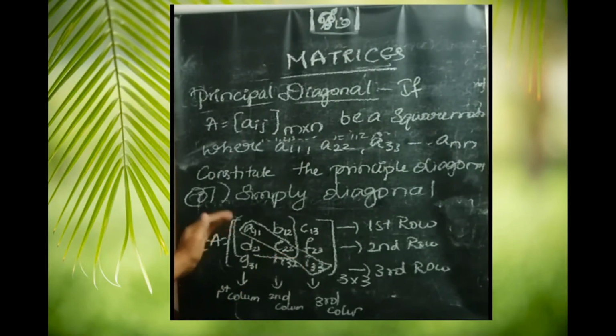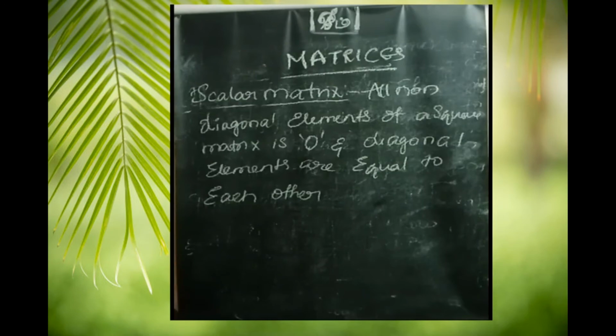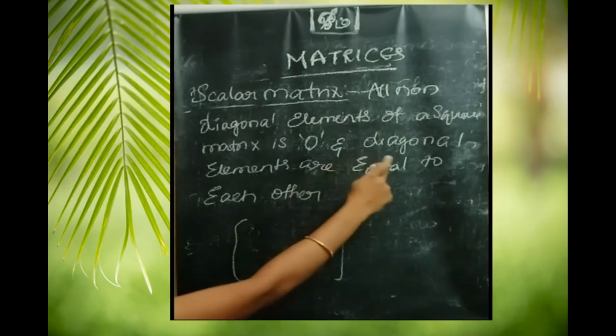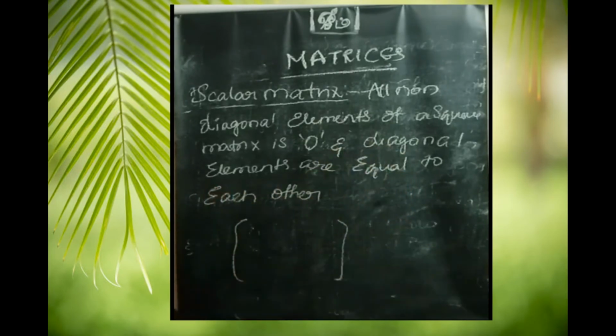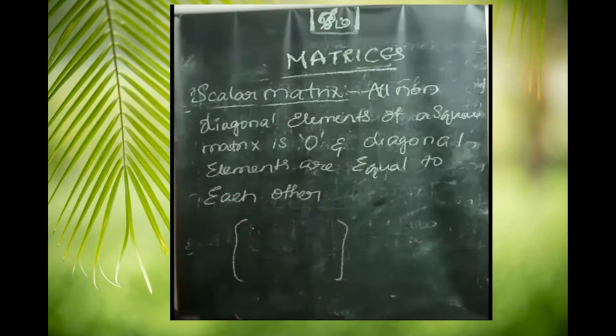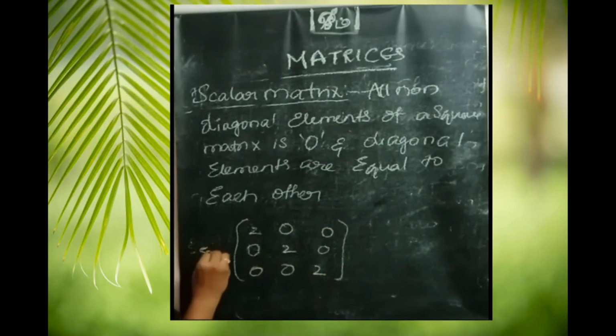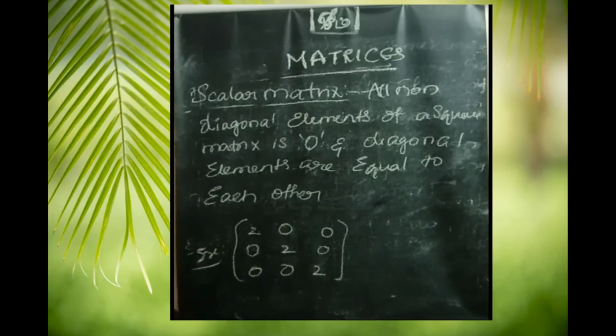We go for another definition. Now we go for the scalar matrix. All non-diagonal elements of a square matrix are 0. That means diagonal matrix, so only the numbers. The diagonal elements are equal to each other. So the diagonal elements should be equal, and the remaining should be 0. That's it. Very simple. Scalar means nothing but all the non-diagonal elements should be 0 and diagonal elements should be equal.